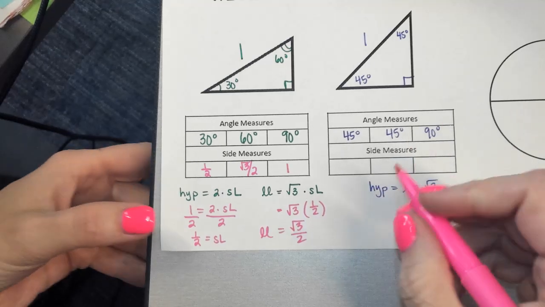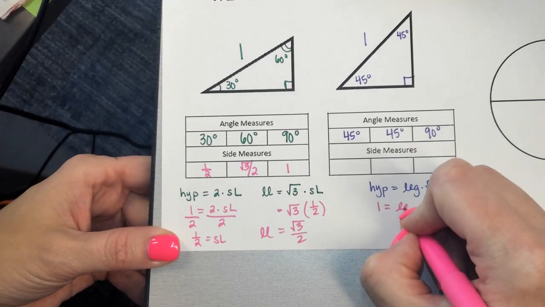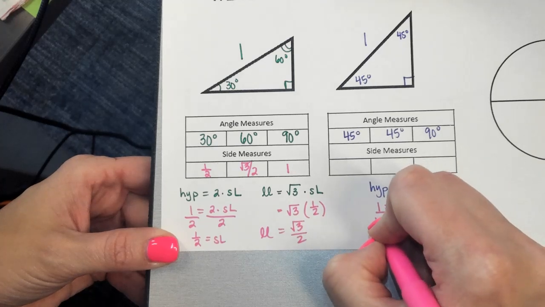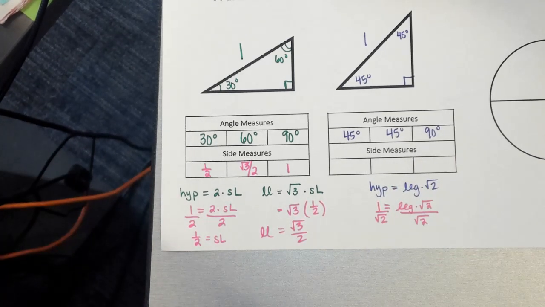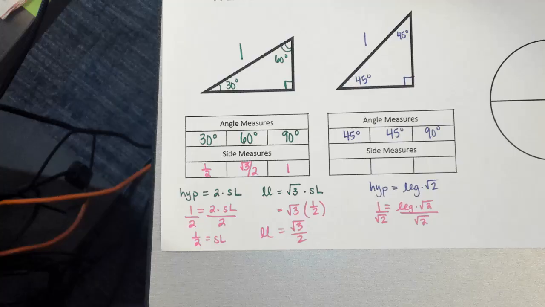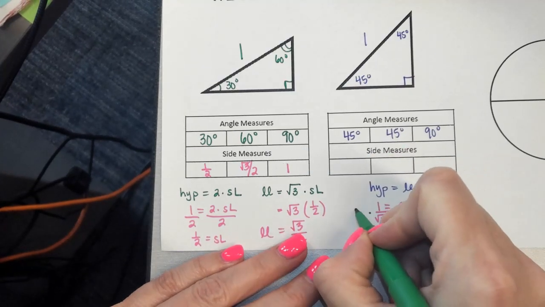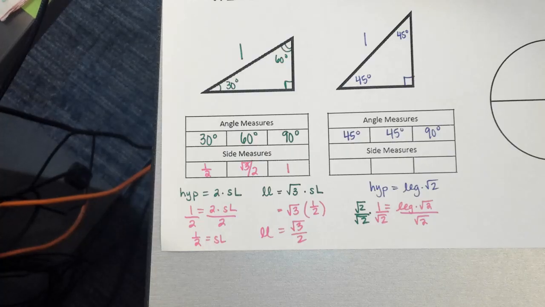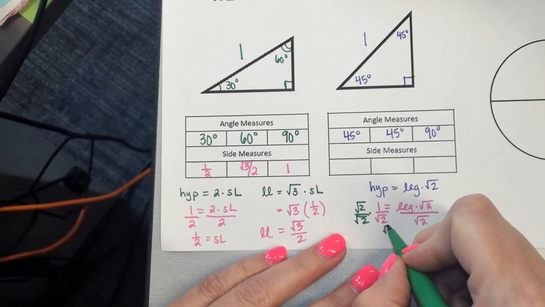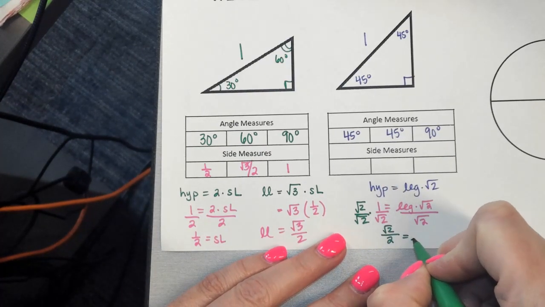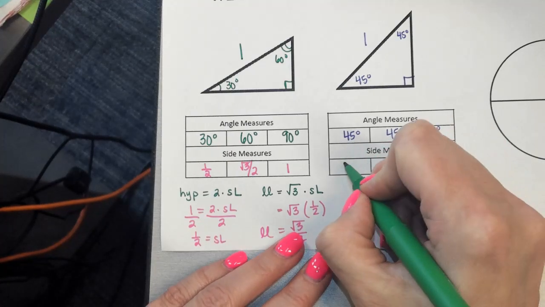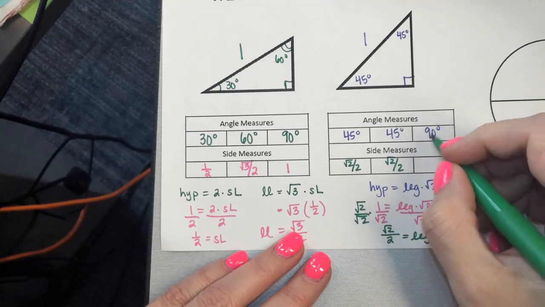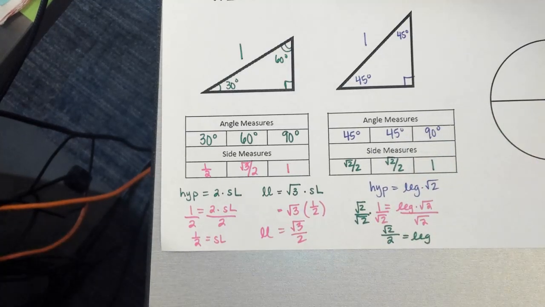All right, so when you plug this in, you get the leg times root 2. You're solving, you're dividing by root 2. You don't want to leave the radical underneath, so we're going to rationalize. I'm going to multiply by root 2 over root 2. So your value of your leg should be root 2 over 2. Okay, so you have the square root of 2 over 2, square root of 2 over 2, and then this would be 1.